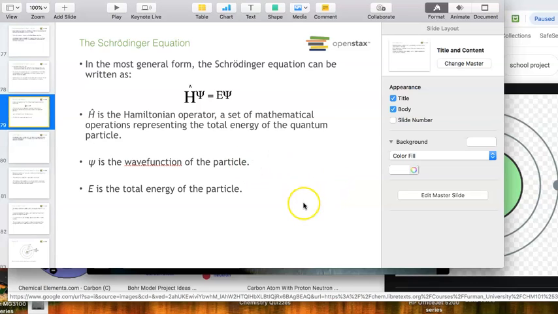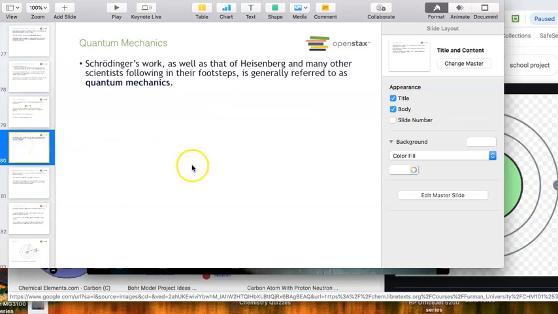So this brings us to the Schrödinger equation. The most general form of the Schrödinger equation can be written as Hψ = Eψ, where H is the Hamiltonian operator, ψ is the wave function of the particle, and E is the total energy of the particle. Schrödinger's work, as well as Heisenberg's and that of many other scientists following in their footsteps, is generally referred to as quantum mechanics.